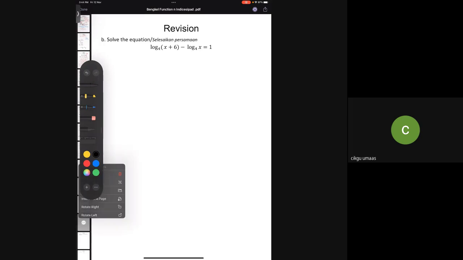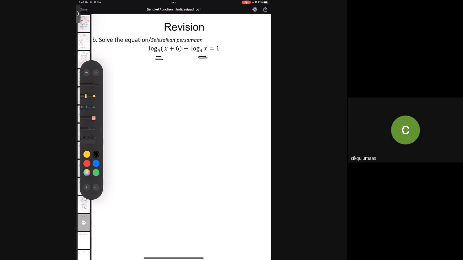Okay, let's go next one now. Yang ini. This one, the advantage is the base is already the same. So I don't have to worry about anything. Let's go the 4-step rule. First step, the base same. Second step, backward. What do you mean by backward, sir? I saw this is minus. So what is the backward of a minus? The backward of a minus is divide.